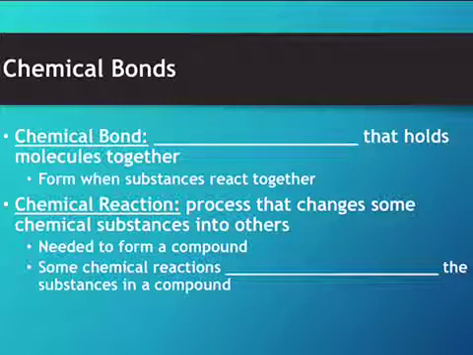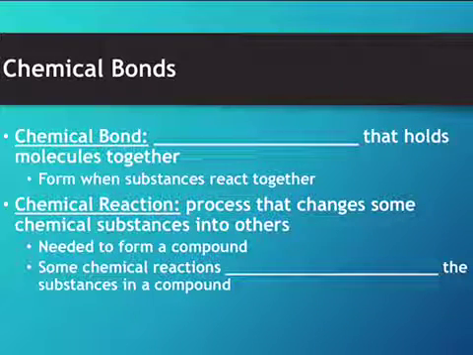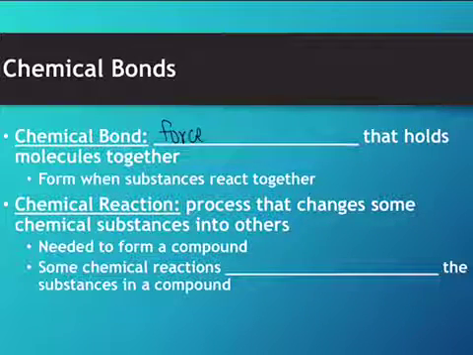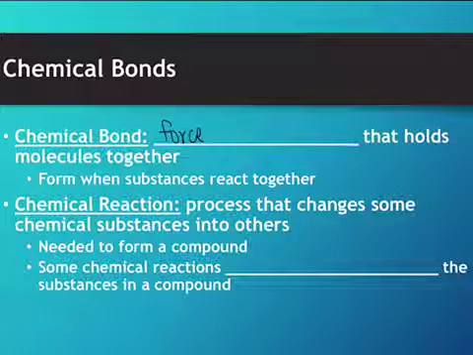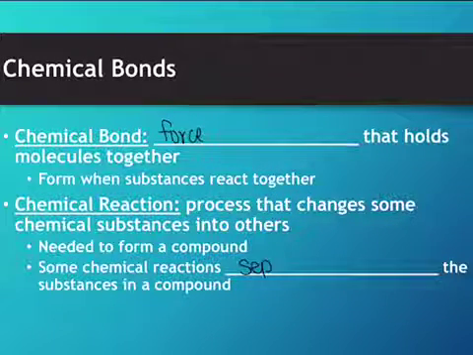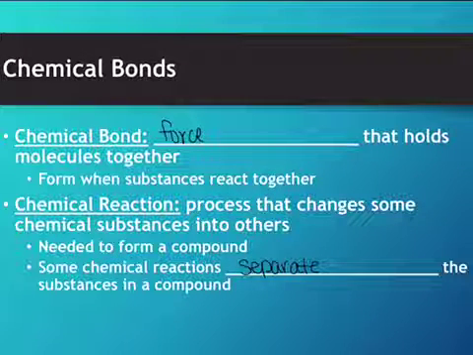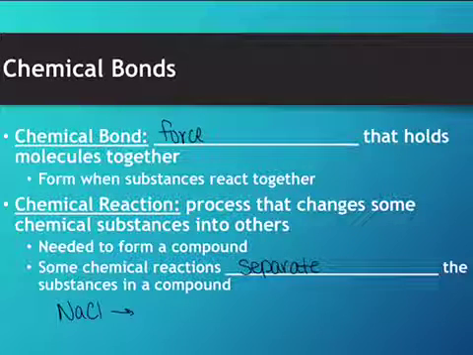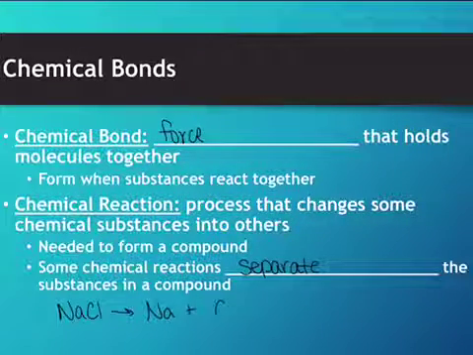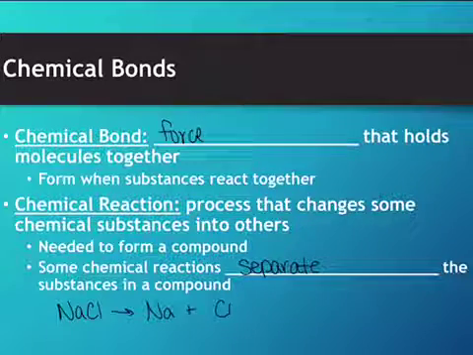So the bonds that hold atoms together to form chemicals are called chemical bonds. This is the force that holds molecules together, and they form when substances react. Chemical reactions are those processes that change some chemical substance into others, and it's needed to form the compounds. Some chemical reactions can actually separate compounds into their unique elements. So we can go from having NaCl or sodium chloride, and there's a reaction out there that will break it down into sodium and the chlorine.